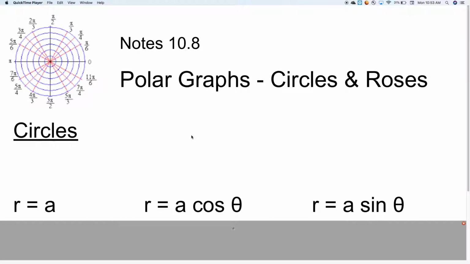We're actually only going to be graphing 3 of the special types of polar graphs. Today we're going to do 2 of them, circles and rose curves. Tomorrow we're going to do the Limaçon, French. And there are some other polar graphs. There are spirals and lemniscates and other things, but we'll only do 3 of them.